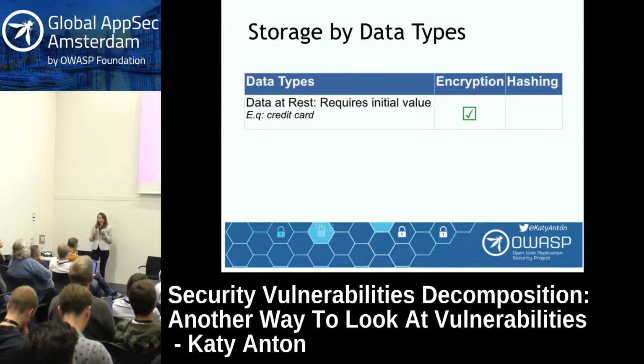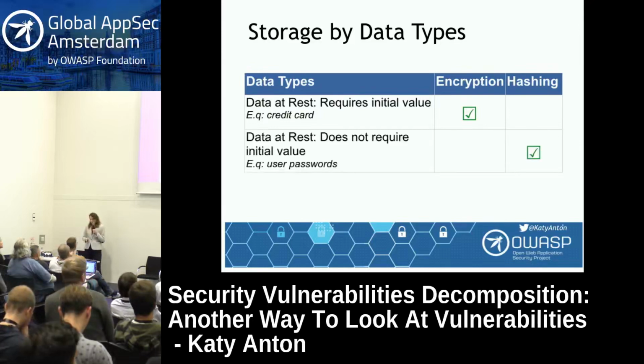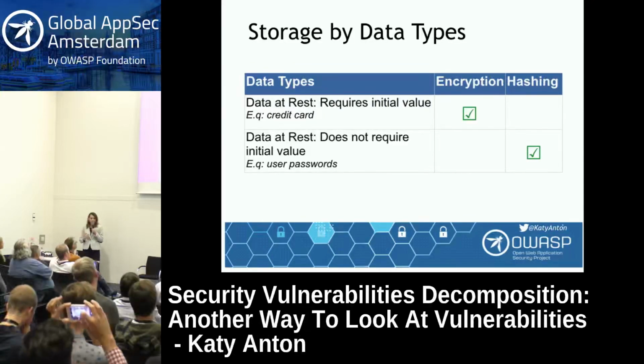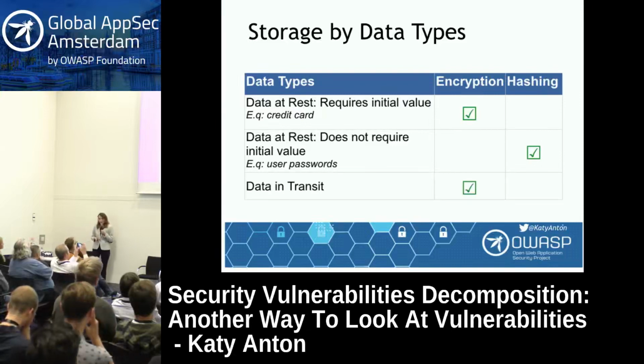So when we have data at rest, then we have the type of data where we need the initial value, like credit cards. These must be encrypted. Then you have the data where you still have to store it, but you don't need to know the initial value, like, for example, the user password. This must be hashed. And then you have data in transit, which must be encrypted over a secure channel.